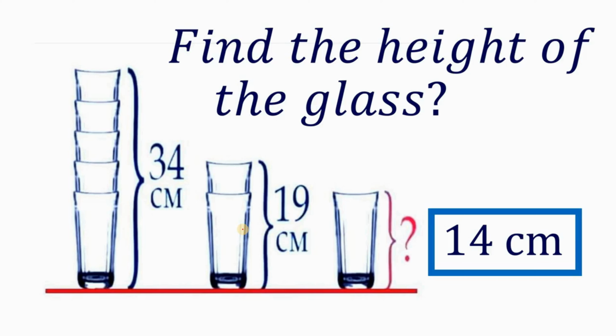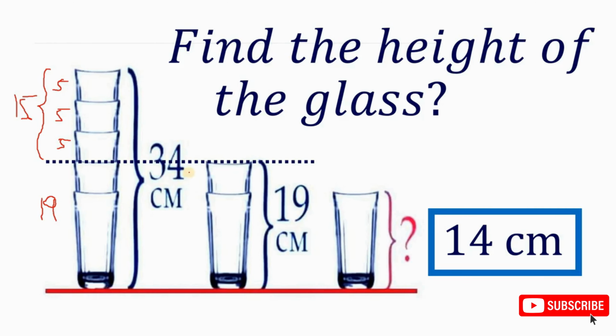Now, here comes our second solution. To answer this question, what we're going to do is to draw a line like this. Doing this, we know this height right here, or the stack right here, must be equal to 19 centimeters. So the upper part must be equal to 34 minus 19, or simply 15 centimeters. Since it is 15 centimeters, we can say that one of them must be equal to 5 centimeters. So now, we know the height of this stack is equal to 5.